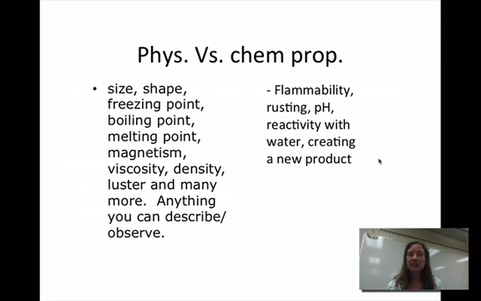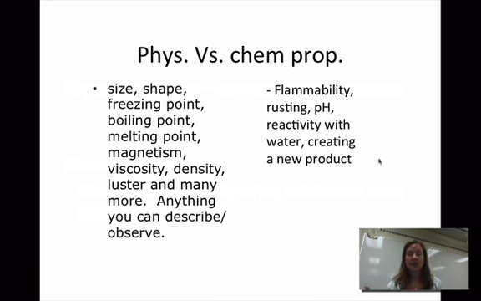The easiest way to tell the difference between a chemical and physical property in descriptors are kind of these words that are listed on this screen, okay? On the left-hand side, you have physical properties. So again, size, shape, smell, boiling point, melting point, magnetism, density, okay? All these things that you can observe and describe.